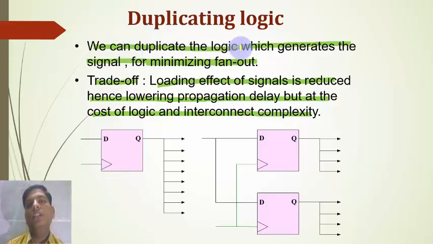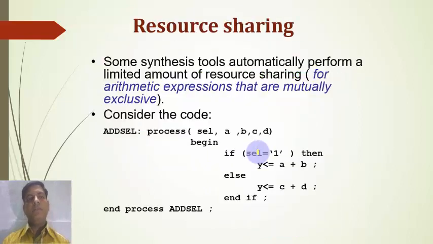We can duplicate the logic which generates the signal for minimizing fan out. Trade-off means loading effect of signals is reduced, hence lowering propagation delay, but at the cost of logic and interconnect complexity. Here one D flip-flop has a Q output, total 8 outputs. So here we are duplicating that logic in the D flip-flop again for 4 outputs, and again a D flip-flop for 4 outputs. So here we make the duplication of that logic.